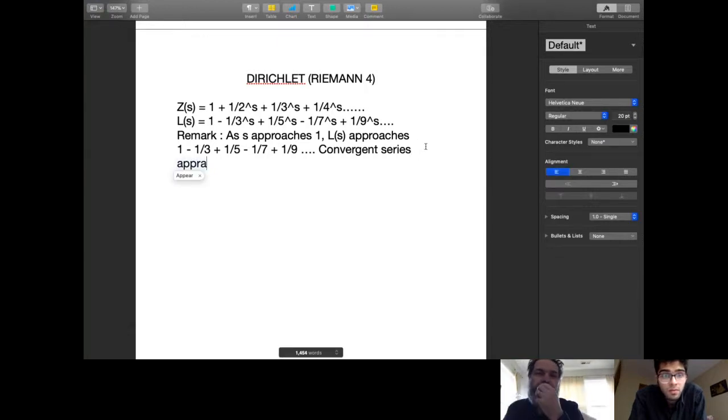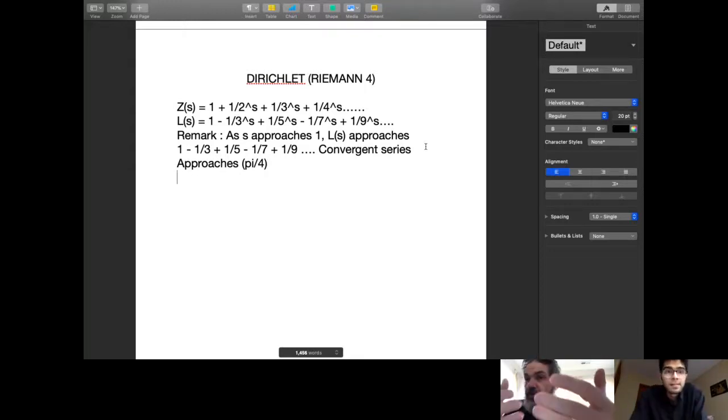So we can write this. All right, pi over 4. Now let's prove this. First, as a side comment, it has nothing to do with the Riemann Zeta-Function, but let's prove this.